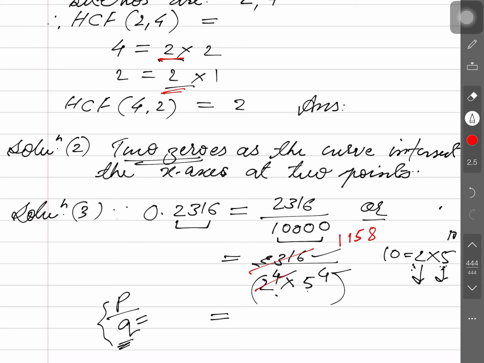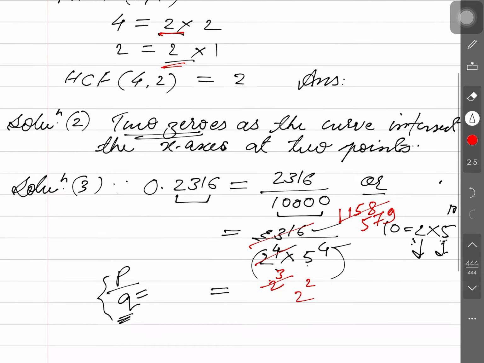Clear? Once 2 is left here, how many 2s will come here? 2 to the power 3. Again 2 will be cancelled here. 2 5s are 10, right? What's left here? 1. 2 7s are 14 and 2 9s are here. Again what shall come here? 2 to the power 2. So further it can be solved here.